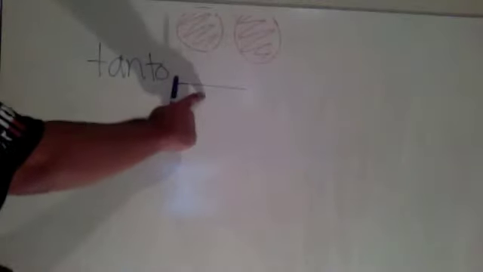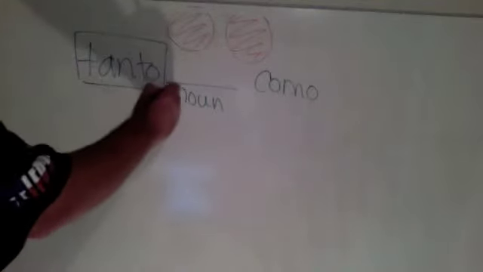A second way to express equality is "tanto" followed by some noun, "como." And remember in the previous example I just explained, you don't change "tanto como" at all. However, when you have some kind of noun in here, "tanto" needs to agree in gender and number for the noun.